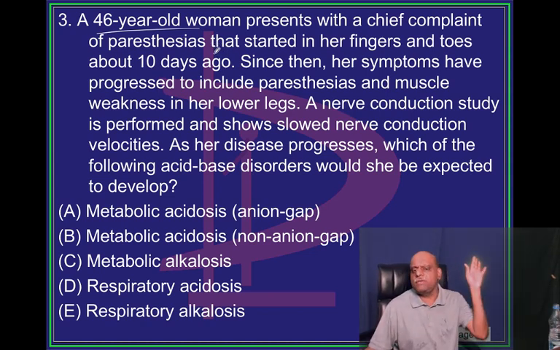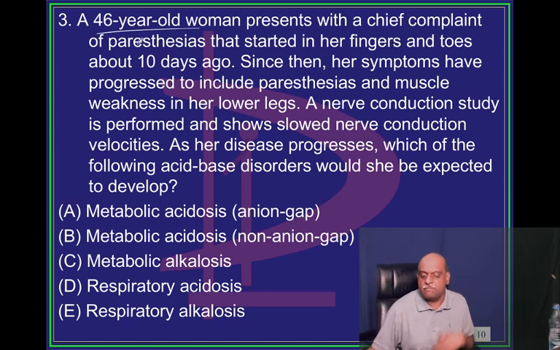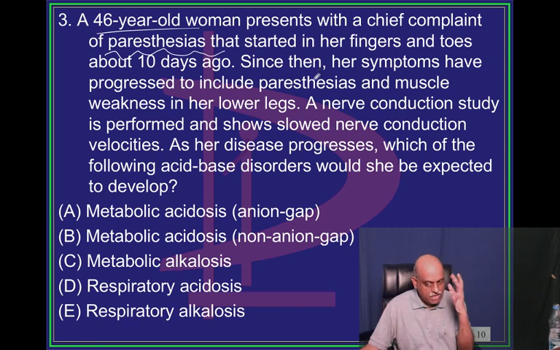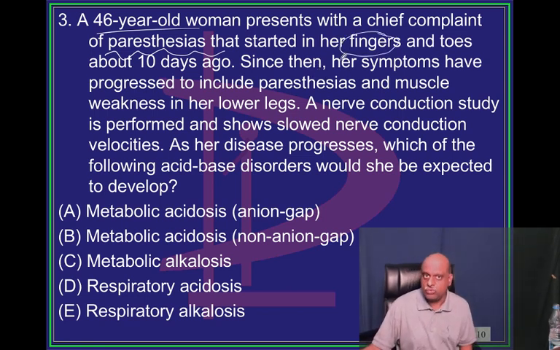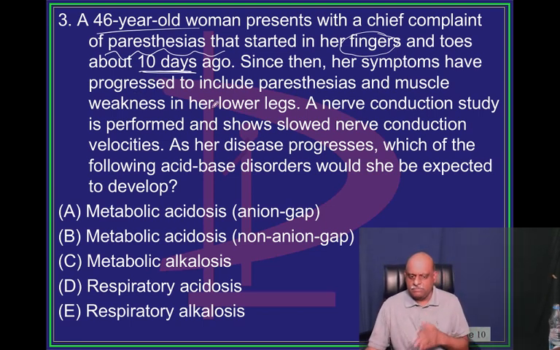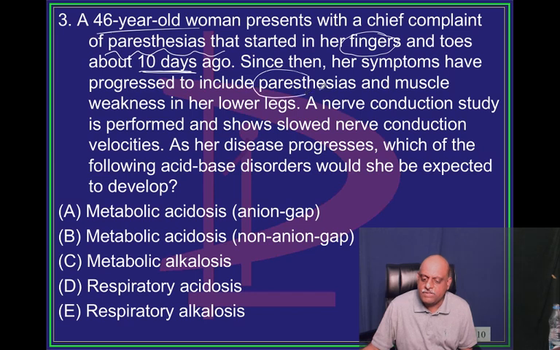A 46-year-old woman presents with the chief complaint of paresthesias that started in her fingers and toes about 10 days ago. From that point of time, there are paresthesias and muscle weakness in her lower legs.